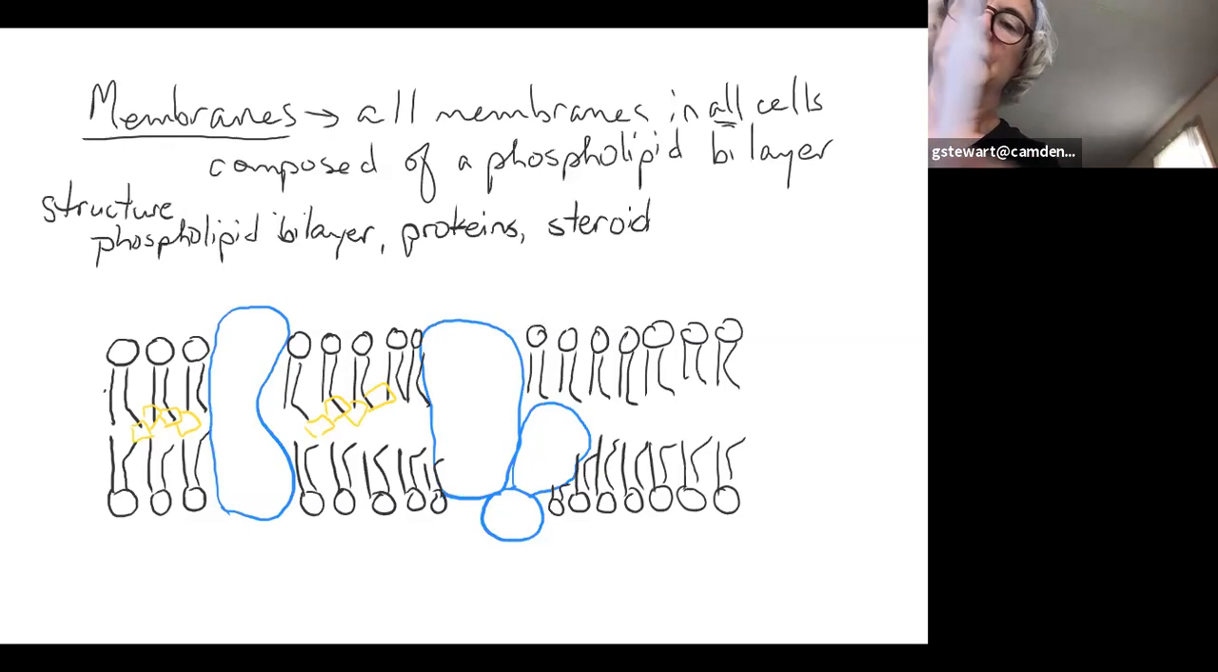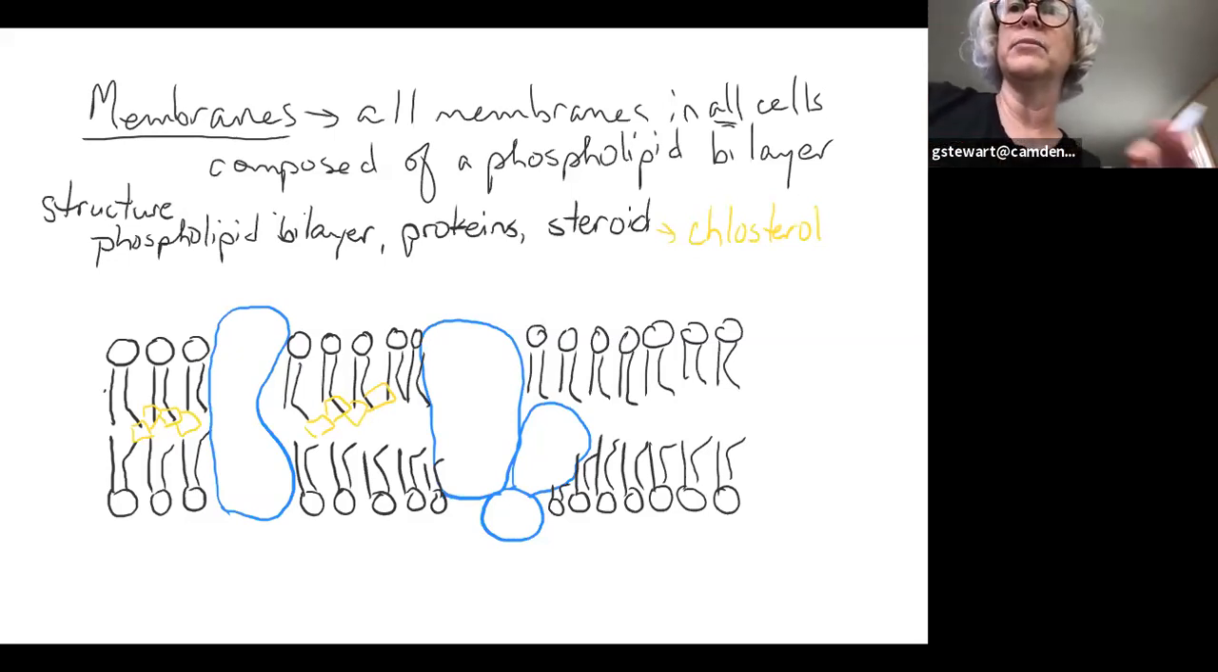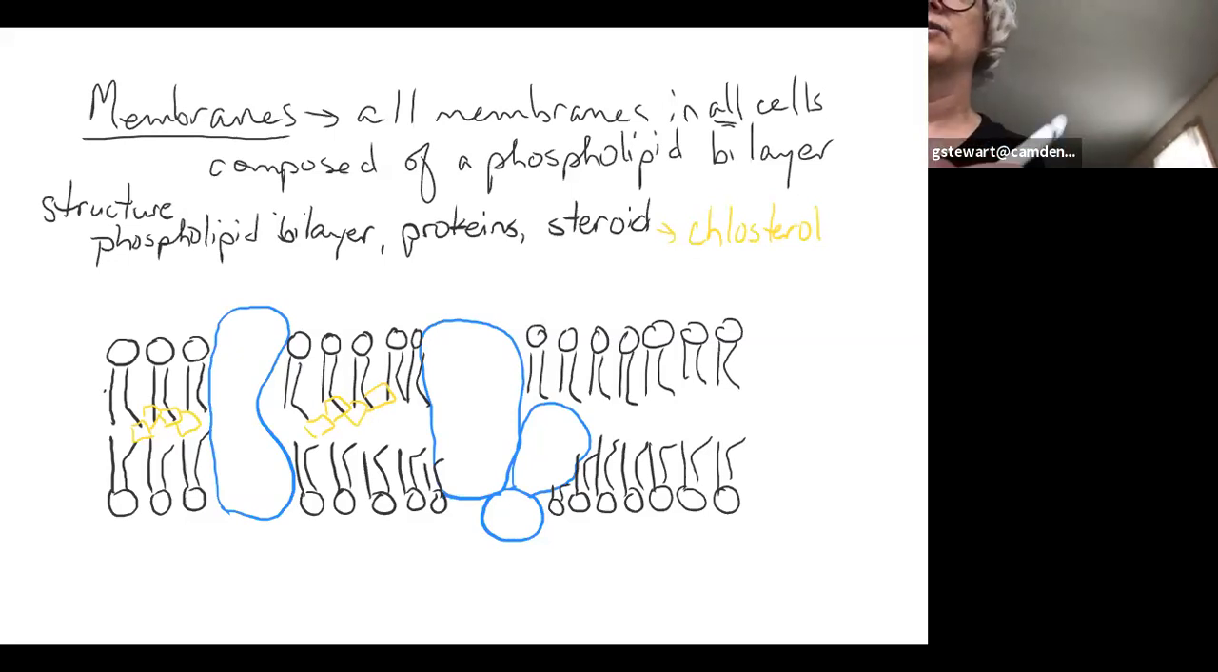Proteins in blue, and these steroids, and in this case, like I mentioned, the steroid in animal cells would be cholesterol. And the main function of that cholesterol is to give the membrane a little bit of rigidity, so it's not so super squishy, if you want to think of it that way.